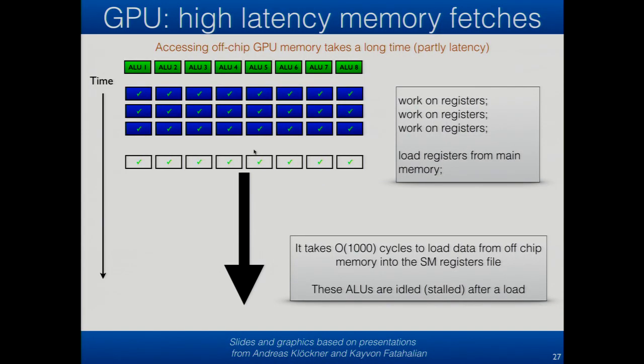Well, okay. So here's the problem. If all of these guys try to load some data from off-chip memory, it's 1,000 cycles. So you've got a gigahertz processor, so it's going to process at nanosecond scale.